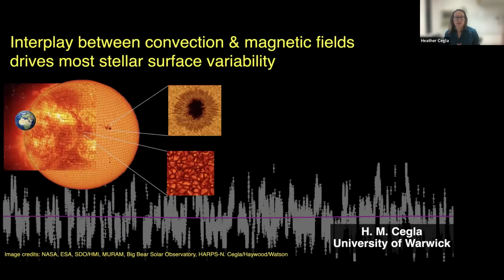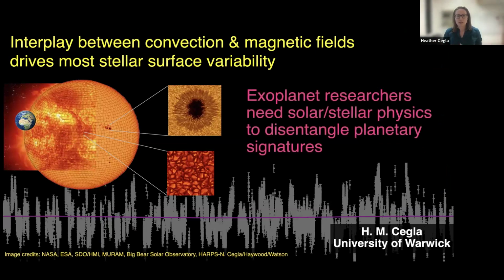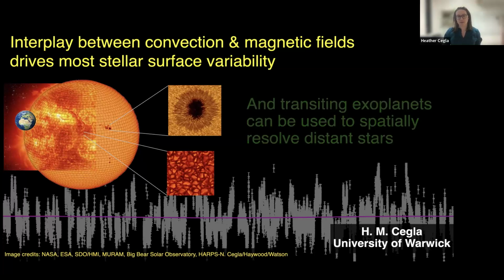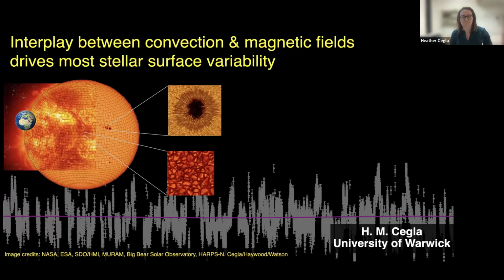Ultimately, the big take-home message is that the interplay between convection and magnetic fields drives most, if not all, stellar surface variability. So us exoplanet researchers desperately need solar and stellar physics to disentangle the planetary signatures, whether that be from a planet hunting point of view or a planet characterization point of view. And then there's a nice cheeky bonus that transiting planets can be used to spatially resolve the stars and feed back information. So I will leave it there and take any questions if we have time.